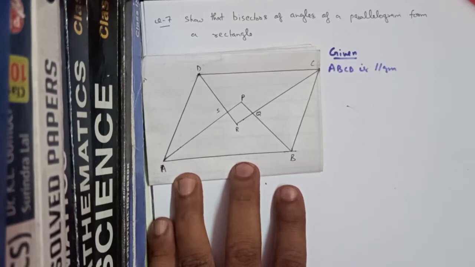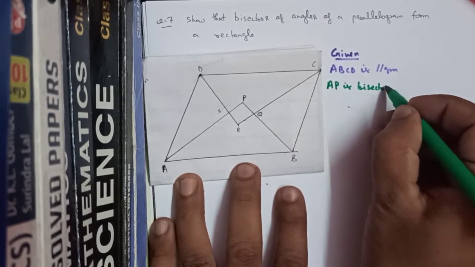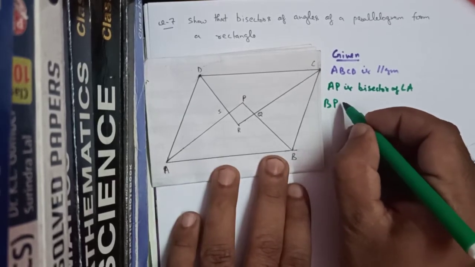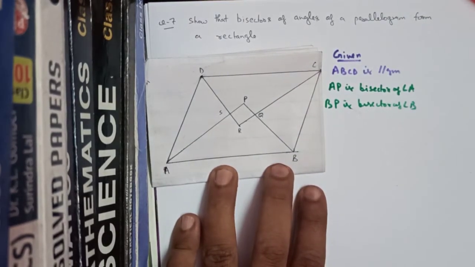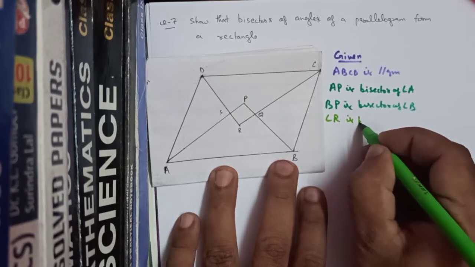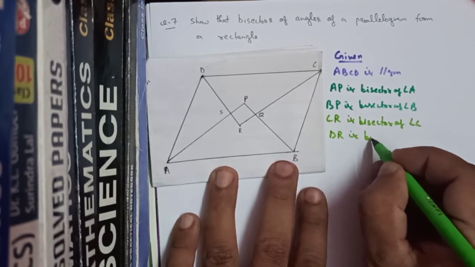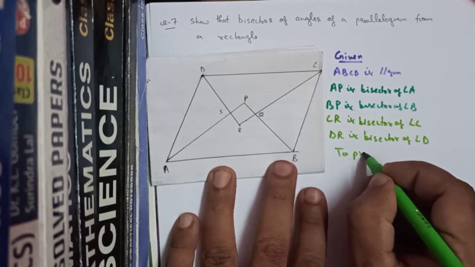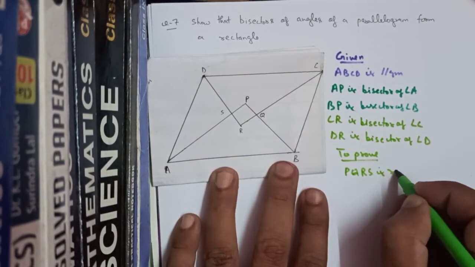These are the bisectors. AP is the bisector of angle A, BP is the bisector of angle B, CR is the bisector of angle C, and DR is the bisector of angle D. We need to prove PQRS is a rectangle.